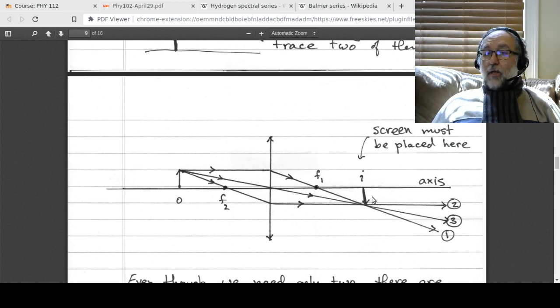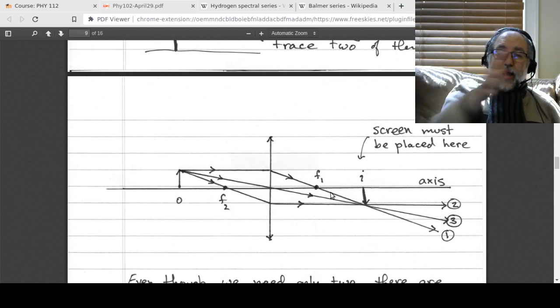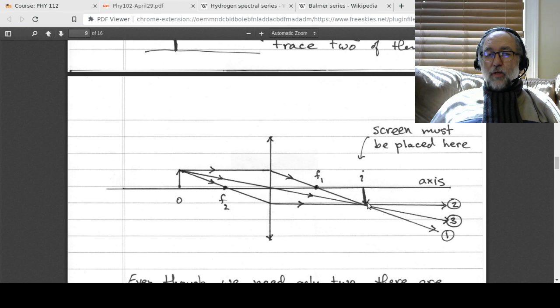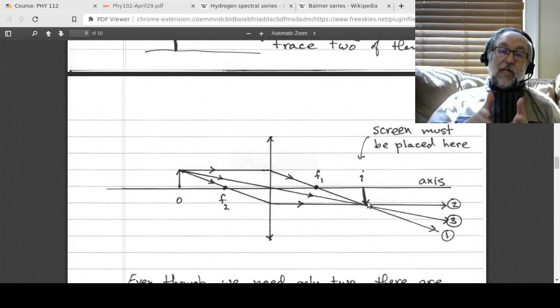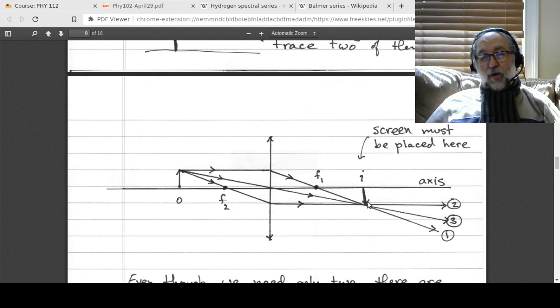Now you could put the screen over here. You could put the screen over there. You wouldn't quite see the image. You would see a blur. And then you can move the screen back and forth until you get right to where the image should form. And that's where you see a sharp image formed onto a screen.